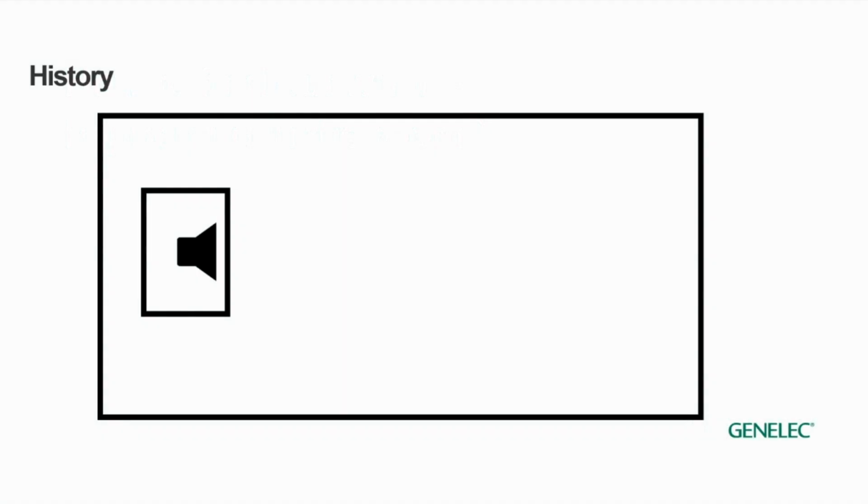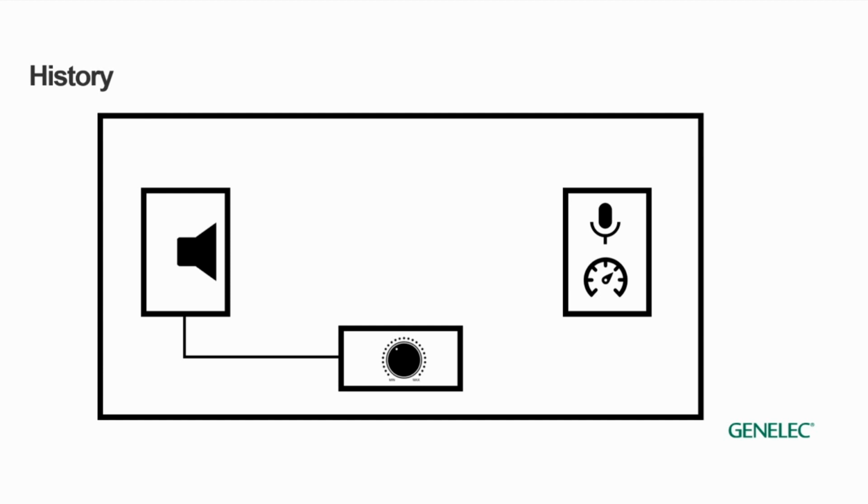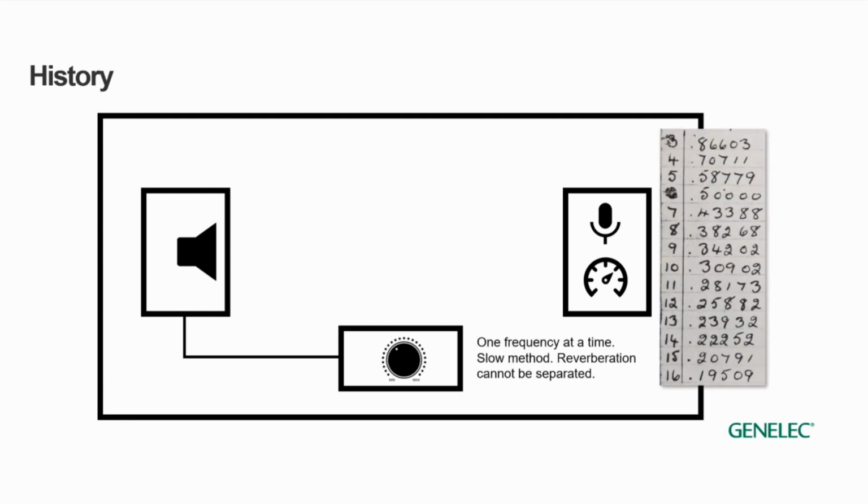The simplest and oldest method of figuring out how your monitors are working in the room is to take measurements one frequency at a time. The hardware we need for this is very simple. We need a signal generator, we set the level, then we run the signal to the monitor, and we place the microphone at the listening position, and then we start adjusting the frequency and we read the meter connected to the microphone and start taking note of the level.